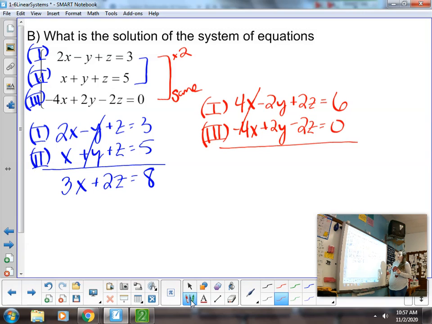And you can see here's where the weirdness starts to happen. My x's add out, my y's add out, and my z's add out, and I'm left with a 0 on the left-hand side. The right-hand side is a 6. Well, 0 isn't equal to 6. 0 is never equal to 6. This is never something that is going to be a true statement. So this system has no solution.